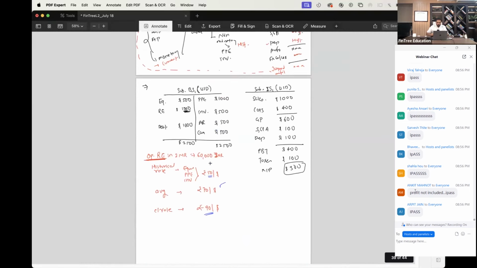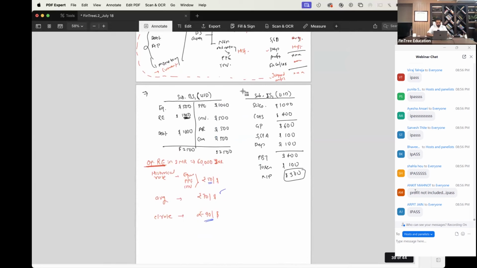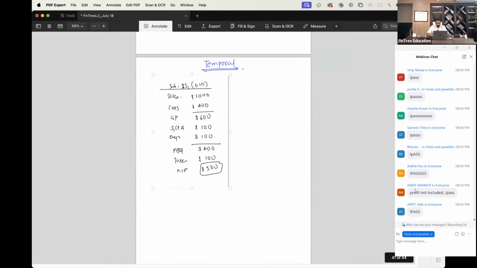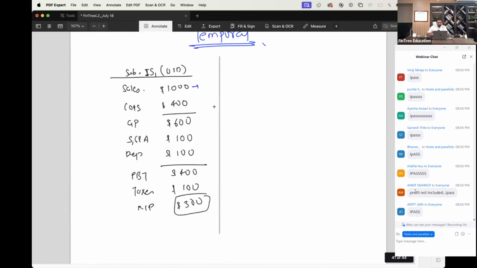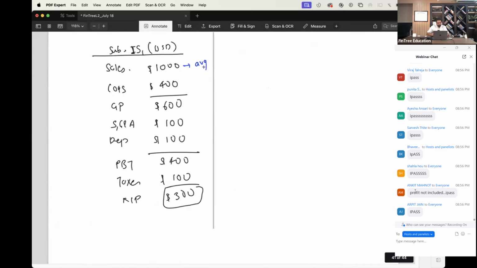All right, let's do the income statement piece first because there are a lot of moving pieces here. This is our income statement. Now, sales: first, write down the rates. At what rate? Average. What is the average rate? 70. COGS, historical, 50. SG&A, average, 70. Depreciation, historical, 50. And taxes, average, 70 again. So let's do the math.